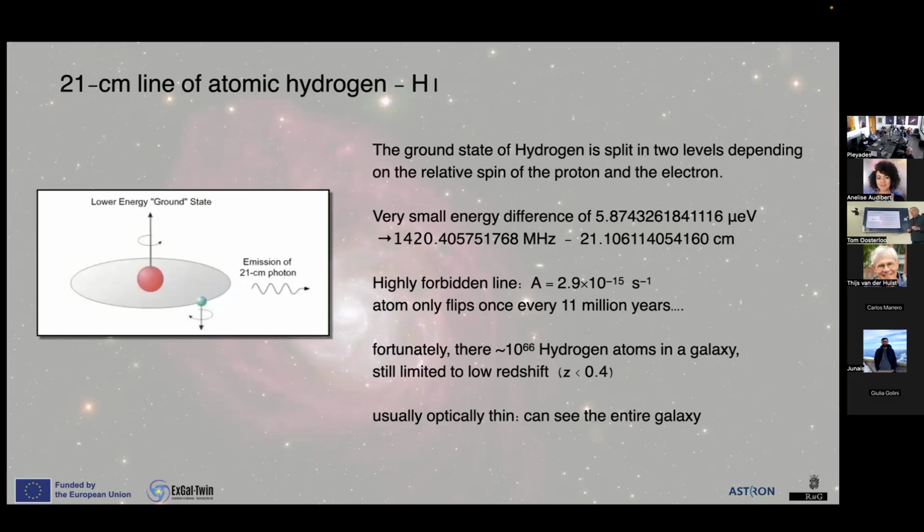The disadvantage is that the Einstein A is 10 to the minus 15 per second. That means that if an atom is in the upper state, it takes about 11 million years for it to flip. And that's a long time. So an HI atom doesn't emit much. Fortunately, there are 10 to the 66 hydrogen atoms in the galaxy, so you can still see it. Still, you're limited to relatively low redshift in emission.